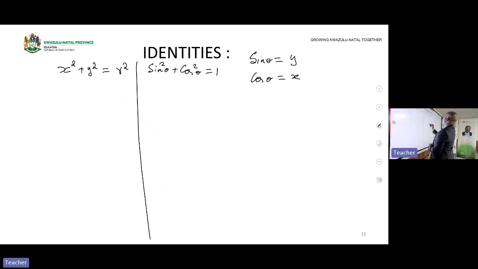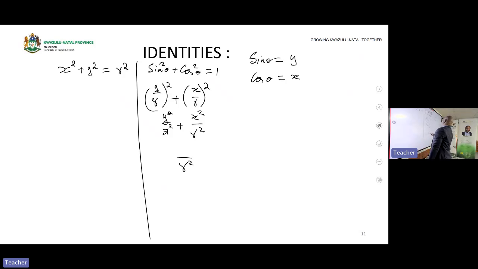So therefore, this one will be y over r all squared plus x over r all squared. Then we apply the laws of exponents. So when we apply the laws of exponents here, we're going to have y squared over r squared plus x squared over r squared. We are adding fractions here. If the denominators are the same, we keep the denominator, which is r squared, then we add the numerators. So x squared plus y squared.